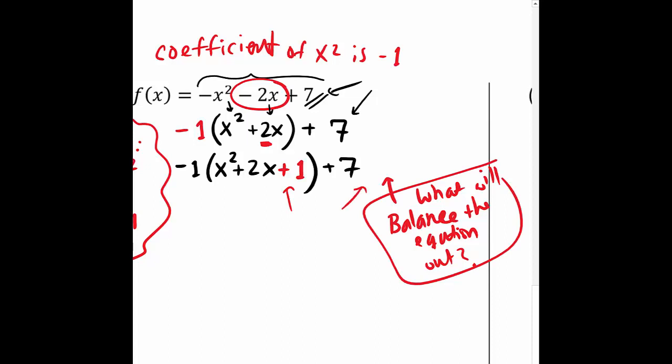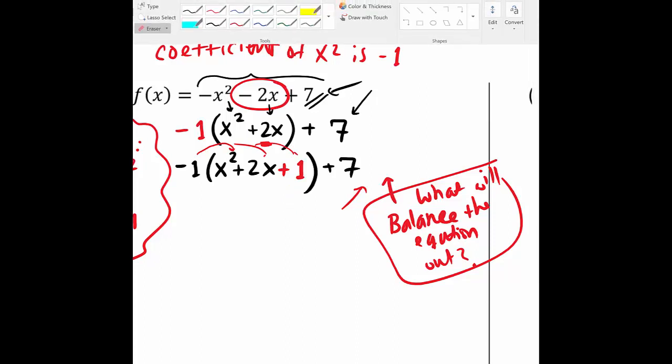But you know what you really did? You put a 1 in the parentheses. Think about what happens if you distribute this negative 1 back in here. I'm going to write this down, but we don't really want to do this, just so you can see what's going on.